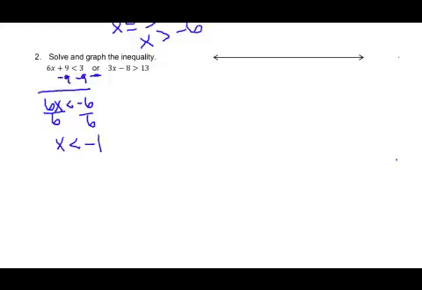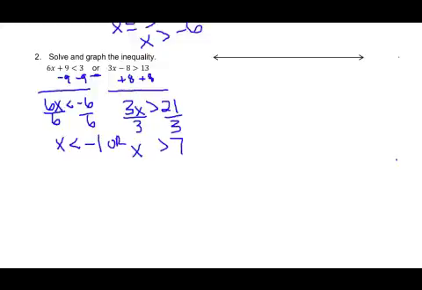Then we're going to solve the other inequality. So we're going to add 8 to both sides. That gives us 3x is greater than 21. Divide by 3 to get x alone, and x is greater than 7. Remember, this is OR. So x is less than negative 1, or x is greater than 7.